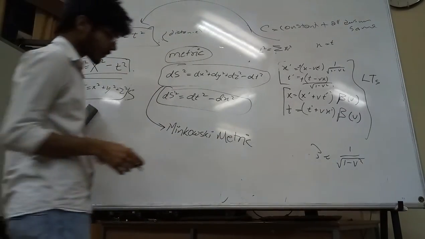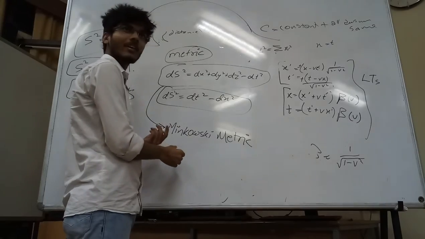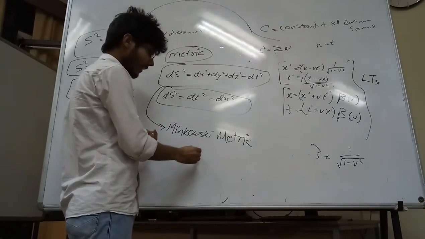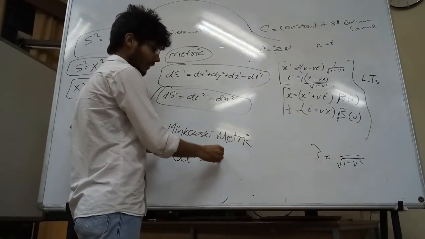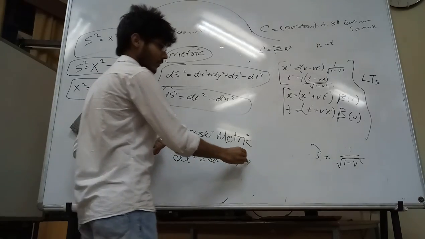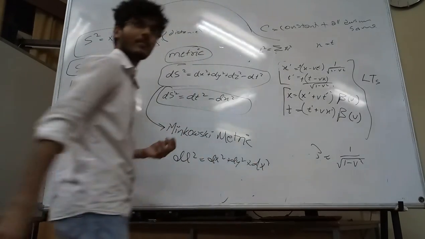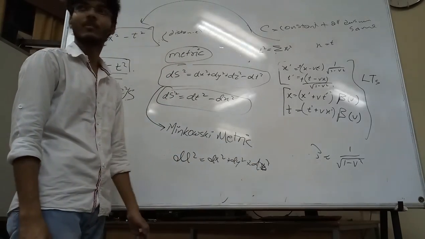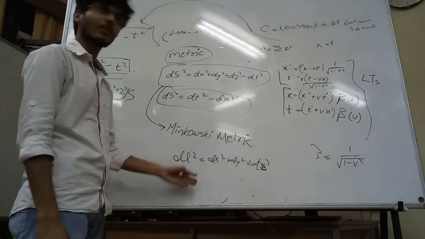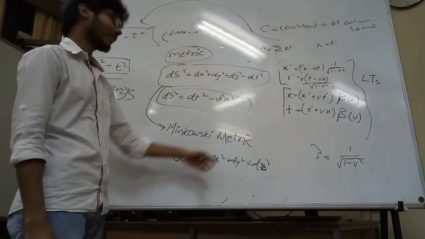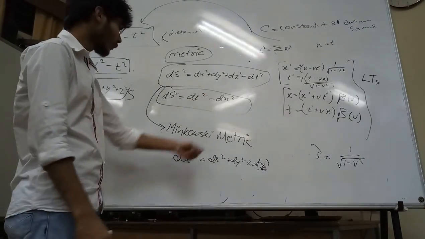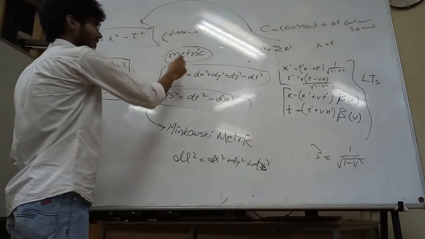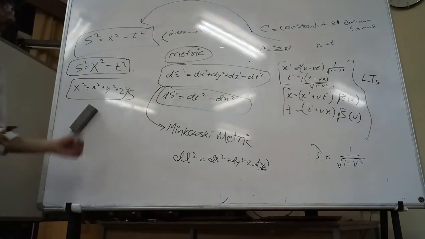Your usual 3D space has a very simple metric: dl squared equals dx squared plus dy squared plus dz squared. This metric you know already. It is nothing but the Pythagoras theorem. So this was being conserved without including time. When time is included, this is the corresponding metric.